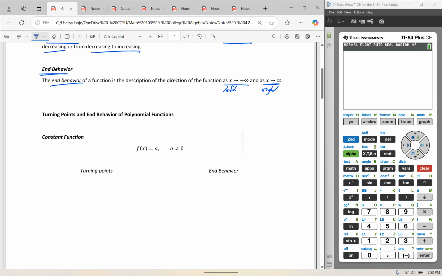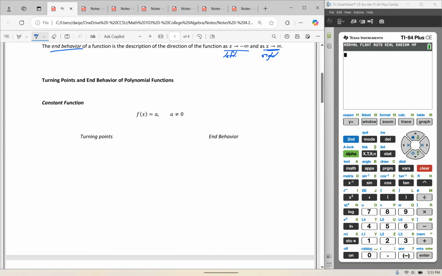Okay, so first we have a constant function, f of x equals a. The graph of a constant function is just a horizontal line. There are no turning points, and then the end behavior: as x approaches negative infinity, y is approaching a. It's not going up, it's not going down. As x approaches positive infinity, y is again approaching a.